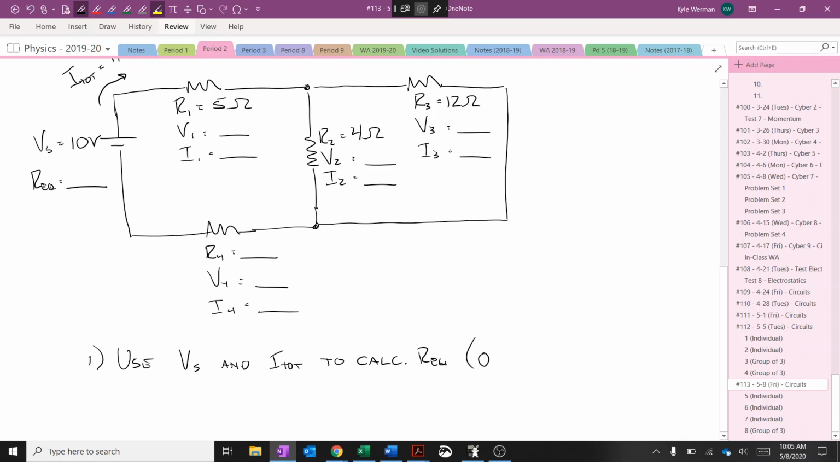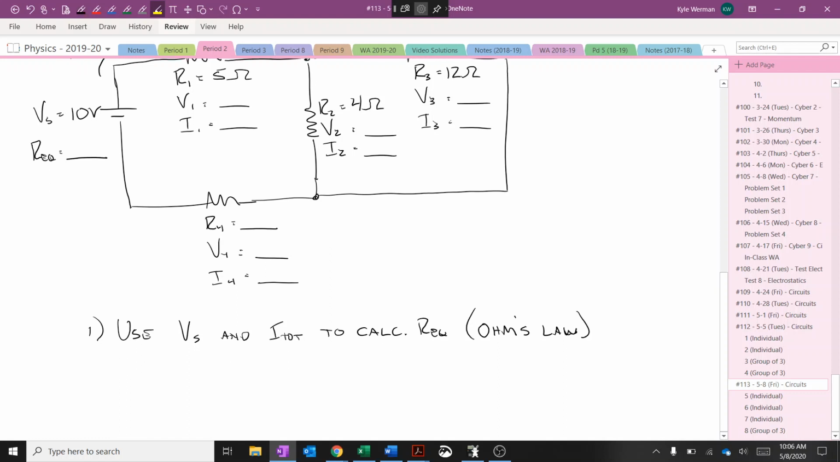And again, we use Ohm's law to do that. And we know that Ohm's law says that V equals I total times the equivalent resistance. And so Req would have to be that supply voltage over the total current, which in this case, my supply voltage is 10 volts. My total current is 1 amp. And so my Req is 10 ohms. And so I can write that in here as 10 ohms. All right, so there's my equivalent resistance of my circuit.